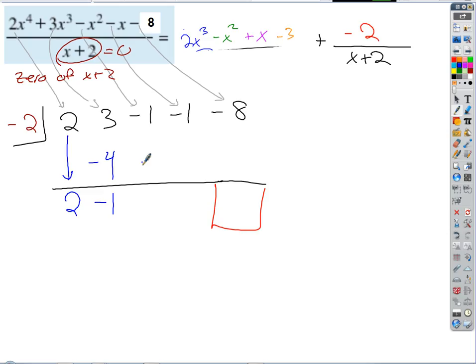So negative 1 times negative 2 is 2, right? I add. 2 and negative 1 is 1. 1 times negative 2, negative 2. I add. What's negative 1 plus negative 2? Negative 3. Negative 2 times negative 3 is 6. And if I add those up, I get negative 2.